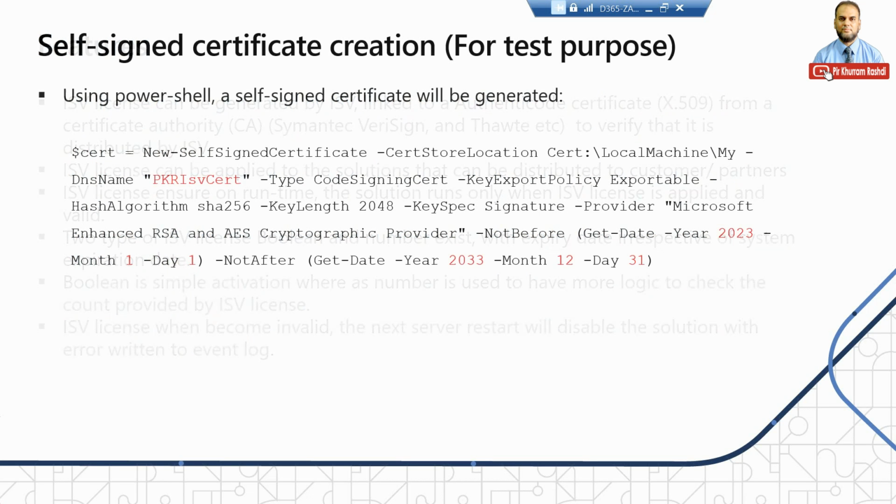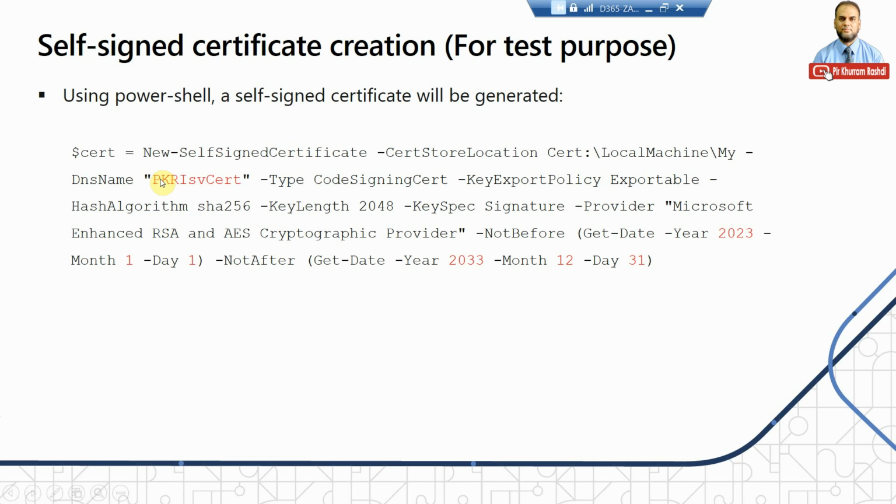To start with, we will begin with the self-signed certificate creation for test purposes, but a certificate can be generated on a payment basis from authorities online, like Thawte. In this case, we will execute these commands in PowerShell, and here you can see in red the information which needs to be filled in by you as a test or trial.